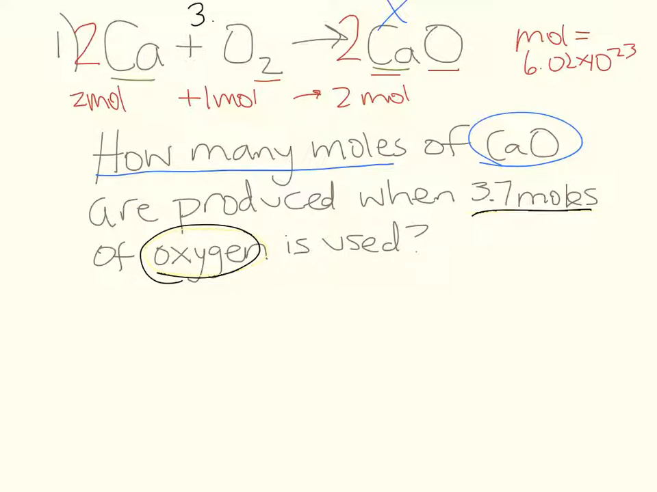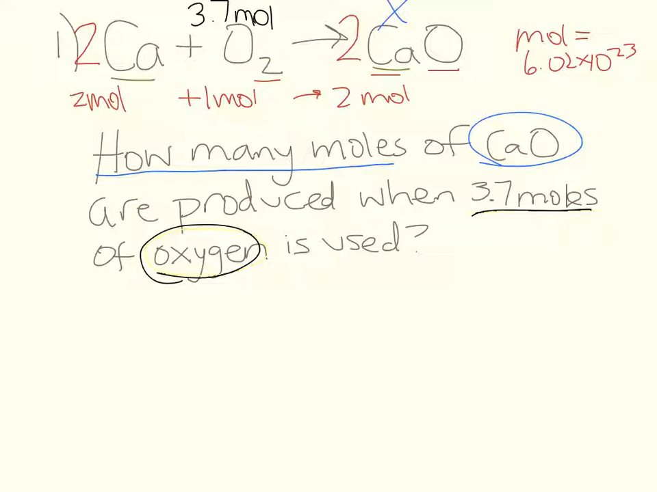So basically we're starting with 3.7 moles instead of 1 mole. In the original recipe, we've got 1 mole of oxygen reacting, and when it reacts, it can form 2 moles of calcium oxide. But now we're starting with different ingredients. We're not starting with 1 mole, we're starting with 3.7 moles. So we're going to use the ratio from the recipe to figure out how many moles of calcium oxide we can make.